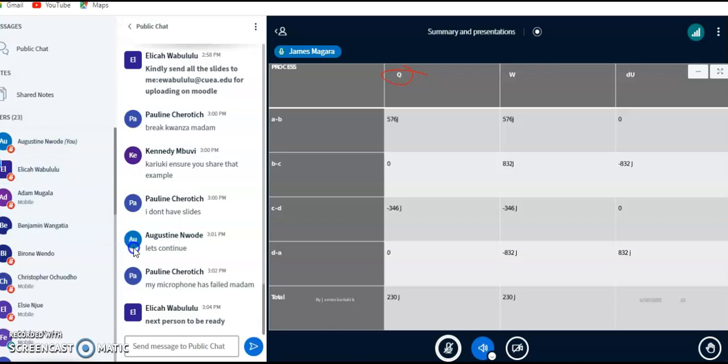Since they are finished, the efficiency of the heat engine, as I said, equals the work done over the heat from the high reservoir. The work done is also equal to the heat from the higher reservoir minus the heat from the lower reservoir, divided by the heat from the high reservoir. That is summarized into 1 minus the heat from the lower reservoir over the heat from the high reservoir. That is how we can calculate the efficiency of a machine.